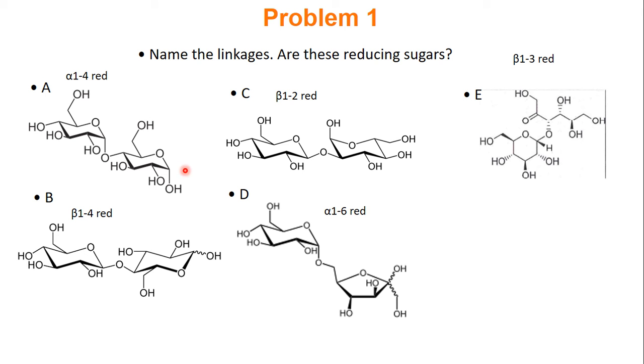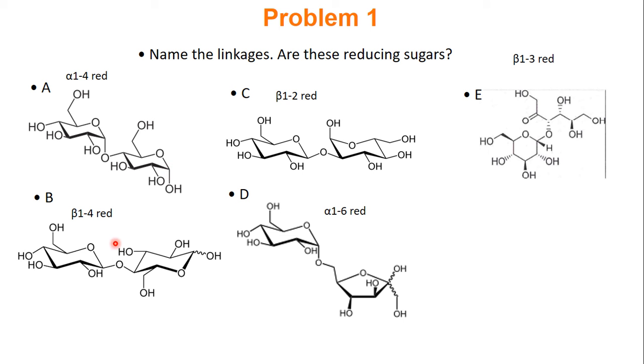All right, now we look at the next sugar and see what carbon is part of the glycosidic bond. Here's the anomeric carbon, that's carbon 1, 2, 3, 4. So that's how we name it: alpha 1,4. And this is a reducing sugar because our anomeric carbon is not in a glycosidic bond.